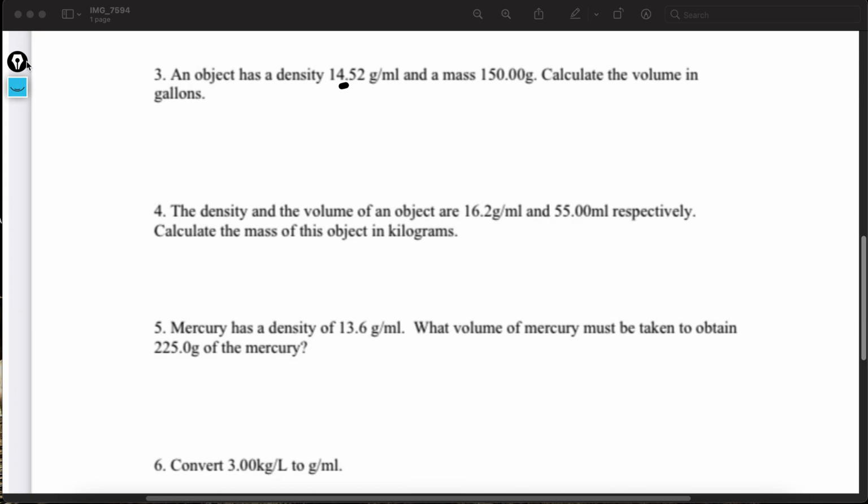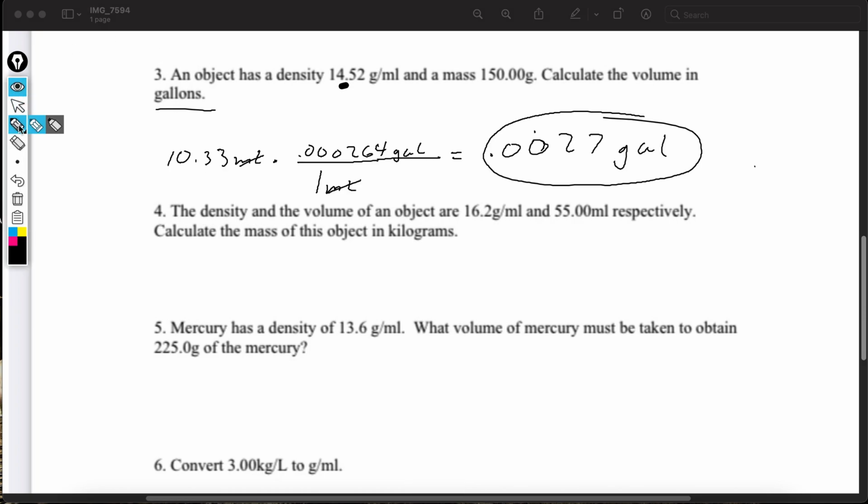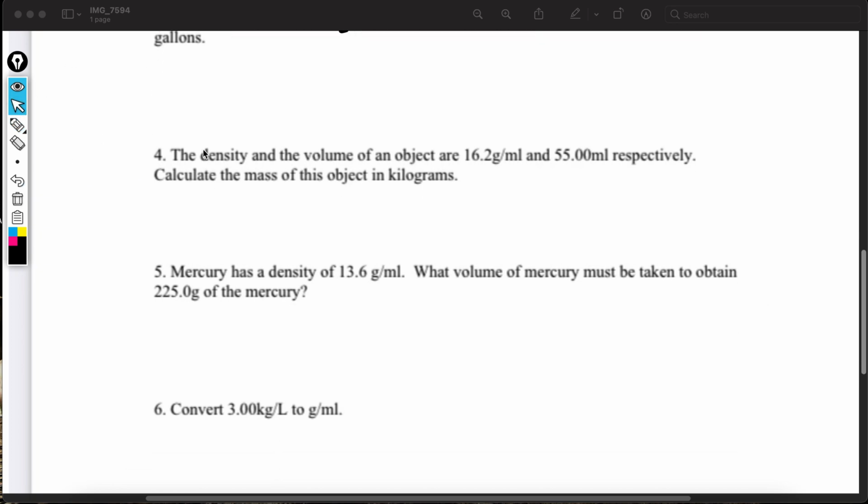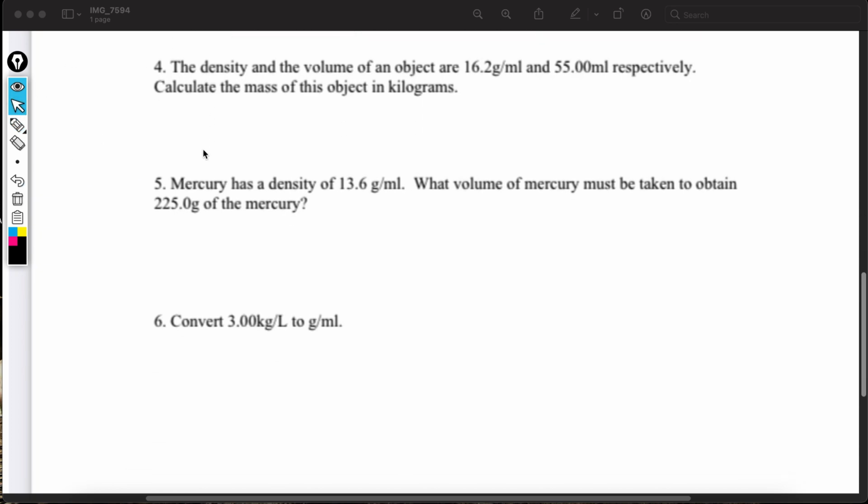So now, bring this guy up. So let's erase what we got so far. Now we're on 4, 5, and 6. So far they look pretty straightforward. Once again, density equals mass over volume. Number 4, the density of the volume of an object.